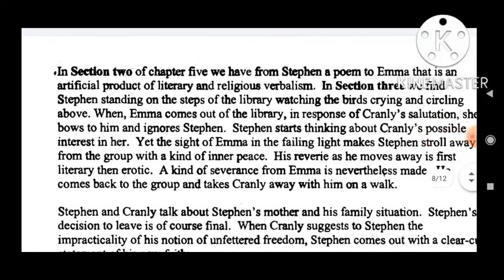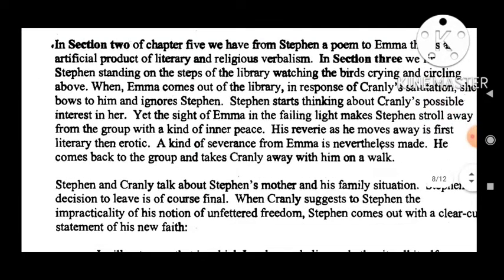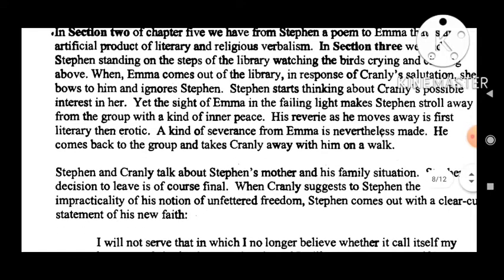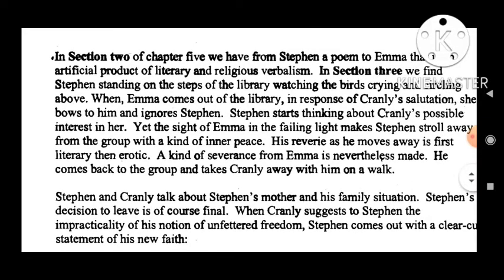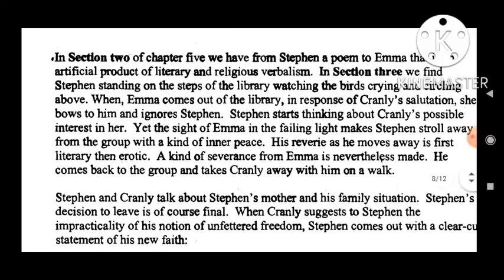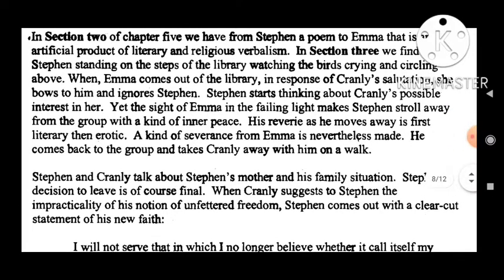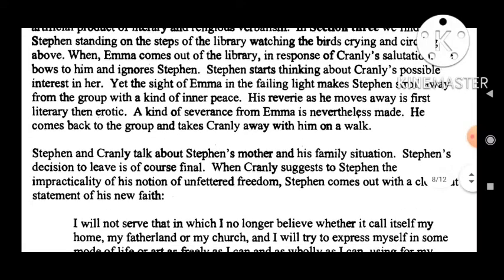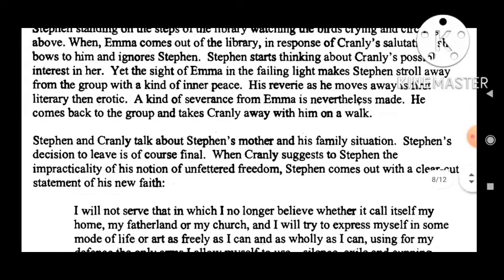In section 2 of chapter 5, we have from Stephen a poem to Emma that is an artificial product of literary and religious verbalism. In section 3, we find Stephen standing on the steps of the library watching the birds crying and circling above. When Emma comes out of the library, in response to Cranly's salutation she bows to him and ignores Stephen. Stephen starts thinking about Cranly's possible interest in her.